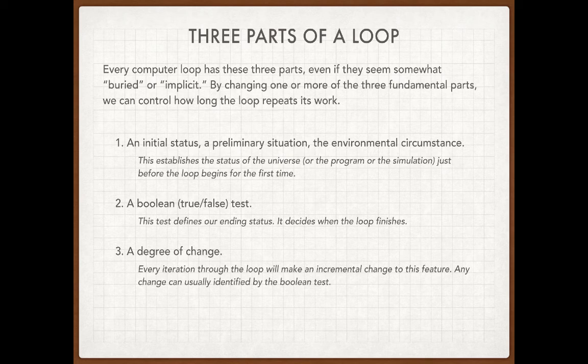So all of these three parts work together. The degree of change is usually measured, not always, but sometimes in that Boolean test. The Boolean test usually measures something about the status of the universe or the situation in which we find ourselves. But these three parts exist in every loop. And if you can start to identify these three parts, that's going to help you a lot as you start to write other loops.